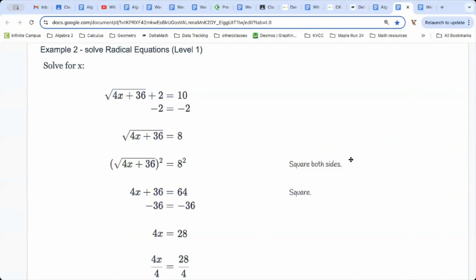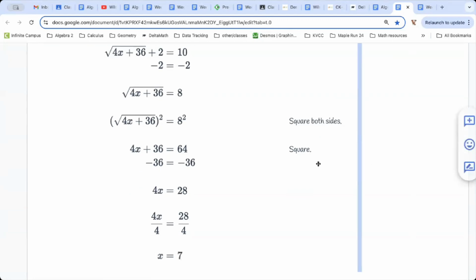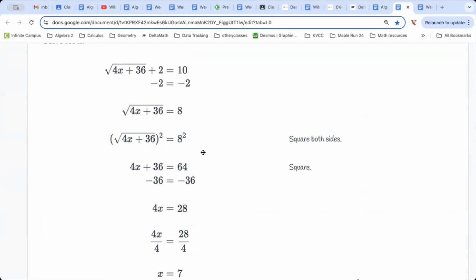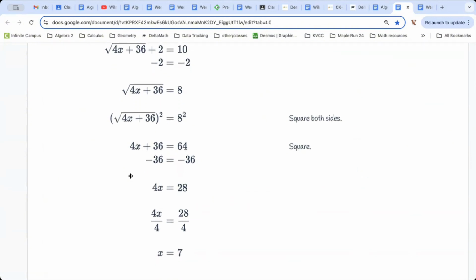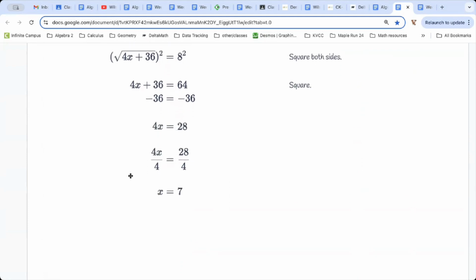Square both sides. That's the key approach for solving these kinds of problems. You want the square root signs to go away, so undo the square root by squaring it. Left-hand side is 4x plus 36. 8 squared is 64. Two more steps, subtracting 36, your 4x equal to 28. Divide by 4 on both sides, undo the multiplication. x equal to 7.